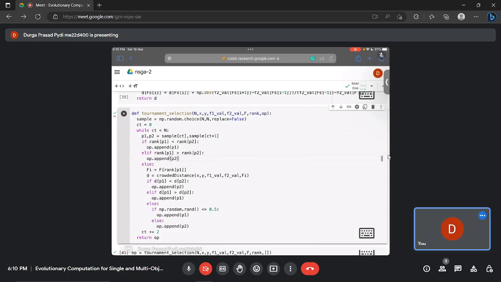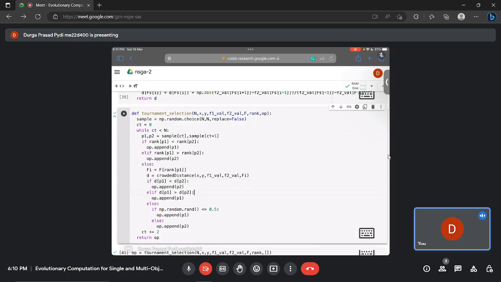If none of the above two conditions are satisfied, which is equivalent to saying rank of P1 and rank of P2 are equal, then we will go to the distance. So if both of them are equal, then I will pick that particular front. Say if rank of P1 is 0 and rank of P2 will also be 0, they are equal. Say Fi will correspond to the first rank. In that particular case, I will calculate the distance for the individuals on that particular front, and I'll compare the distances. If dP1 is less than dP2, which means I have to select the P2 individual, otherwise I'll be selecting P1.